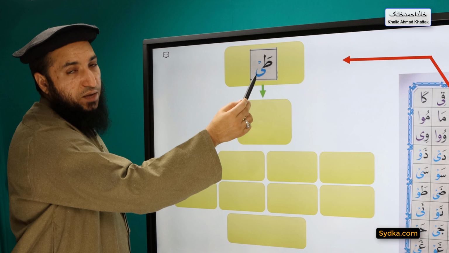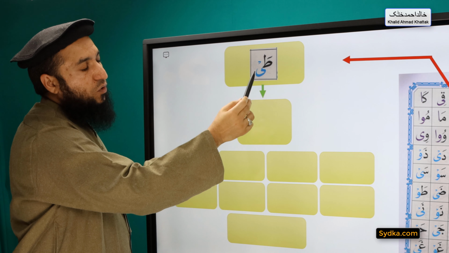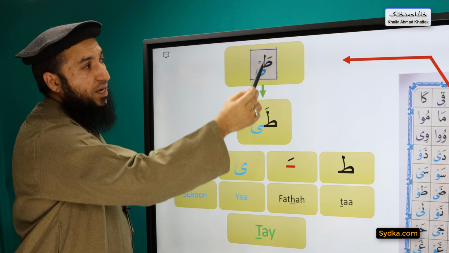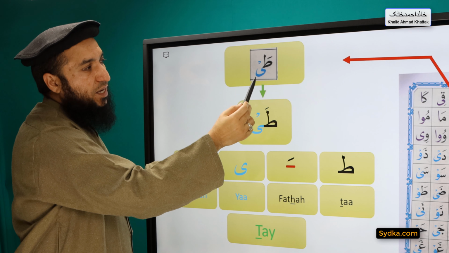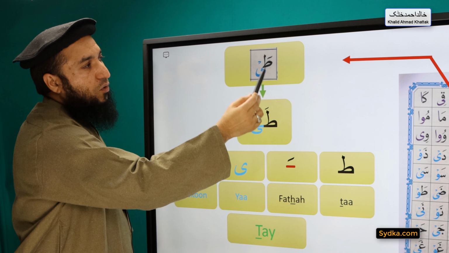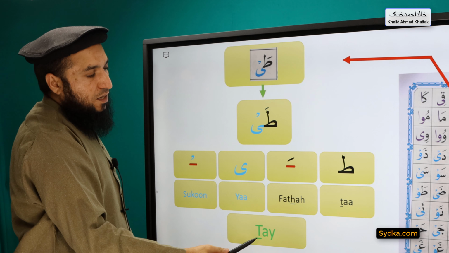The next syllable we have is Ta, Fatha, Ya, Sukoon, Tay. Ta is a heavy letter, it has Fatha on top of it, it is followed by Ya, and Ya has a Sukoon. Ta, Fatha, Ya, Sukoon, Tay.